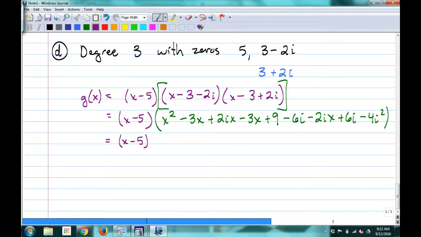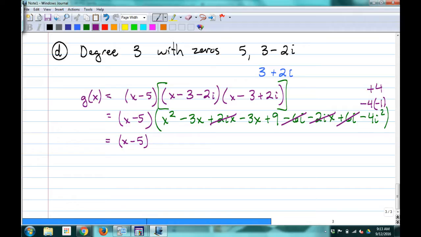We don't have another one, but we've got to remember something about i squared from Algebra 2. It turns into a negative 1. That's what it does. So what we should see here is we got a positive 2ix, and there's the negative 2ix. They cancel each other out. And then we've got a negative 6i and a positive 6i. They're going to cancel each other out. And then this negative 4i squared is really negative 4 times negative 1. So it's really positive 4.